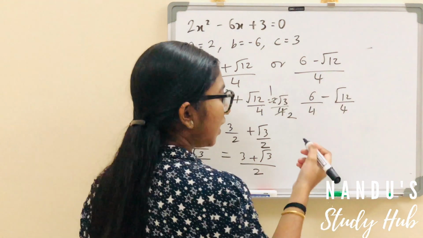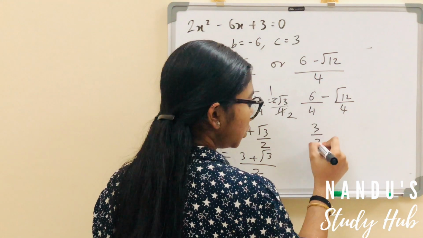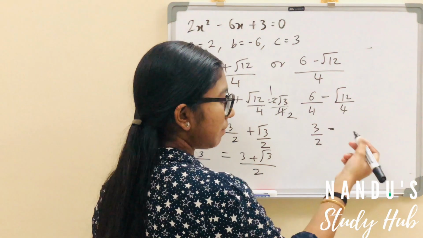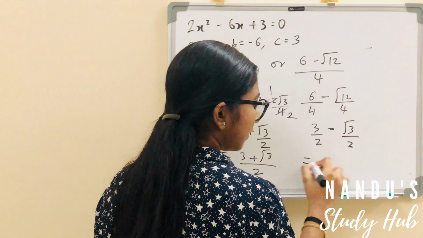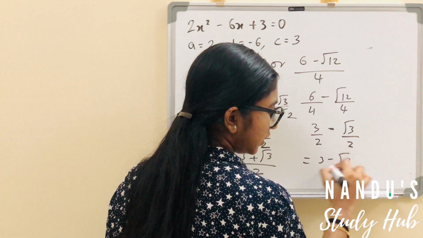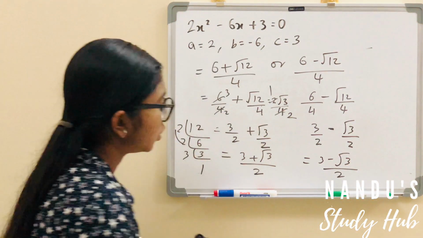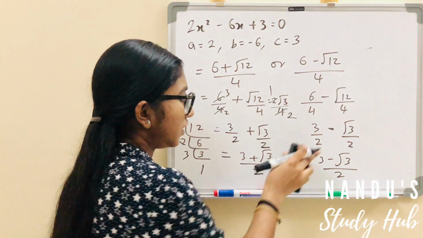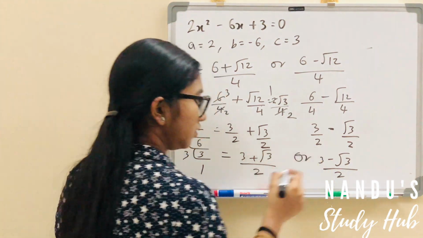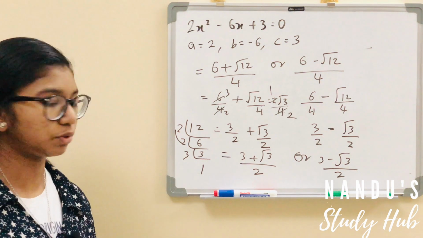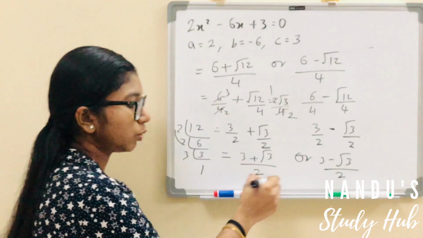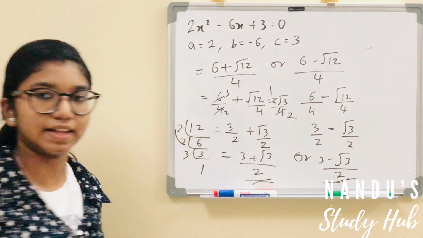And the same way, 6 by 4 we got 3 by 2, minus root 12 by 4 gives you minus root 3 by 2. So that will be (3 minus root 3) by 2. So it can be either this or this. It can be either (3 plus root 3) by 2, or it can be (3 minus root 3) by 2. So these two are your roots. So this will be your final answer.